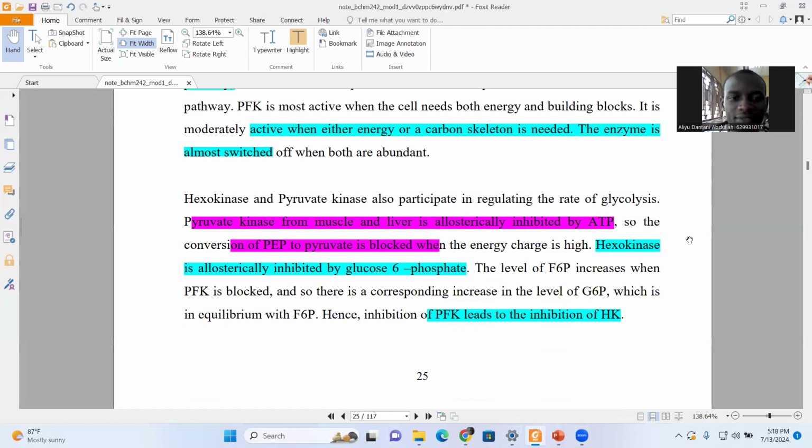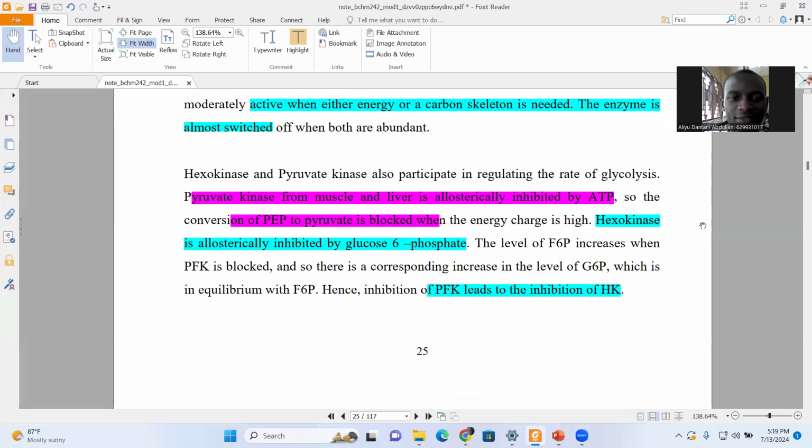So I think basically this study session and study session one are not so different from each other. Hexokinase and pyruvate kinase also participate in regulating the rate of glycolysis. Pyruvate kinase from muscle and liver is allosterically inhibited by ATP. So the conversion of PEP to pyruvate is blocked. Of course, you know pyruvate kinase, you know hexokinase, you know phosphofructokinase.